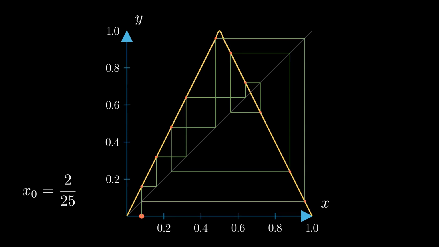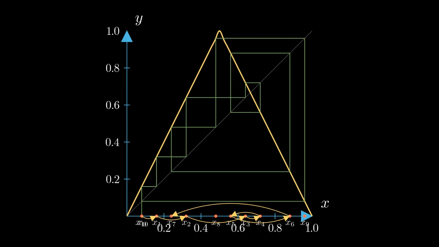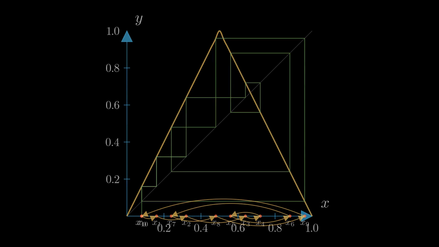Plotting each iterate on the x-axis reveals a striking pattern. After exactly 9 steps, the orbit returns to where it started. This makes 2/25 a periodic point of period 9. In fact, any rational starting value under the tent map will always be either periodic or eventually periodic. It will always cycle.